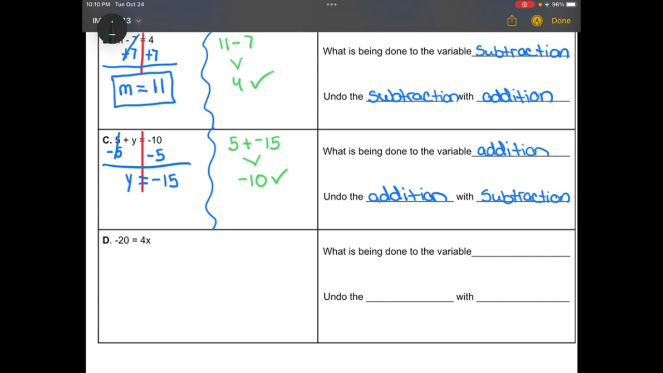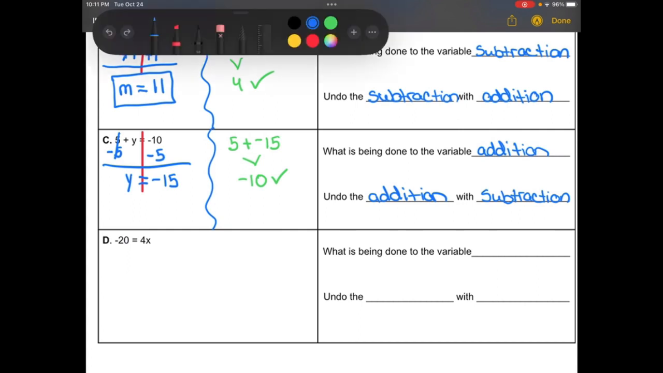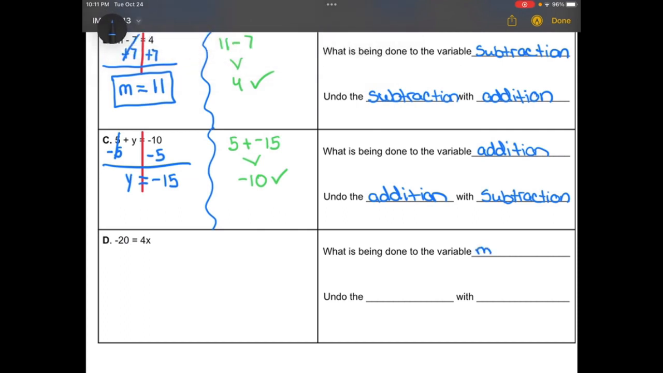Notice this one is written a little differently. In all of my examples, I've had my expression on the left side and my constant, or my solution, on the right. On example D, I have my solution on the left side and my expression on the right. You still solve the same way. Identify the variable. Ask yourself the same question. What is being done to the variable? The 4 is being multiplied. So there's multiplication happening here. Undo the multiplication.